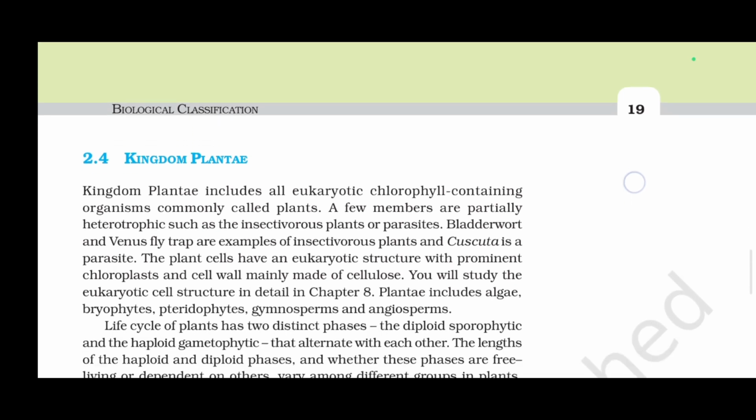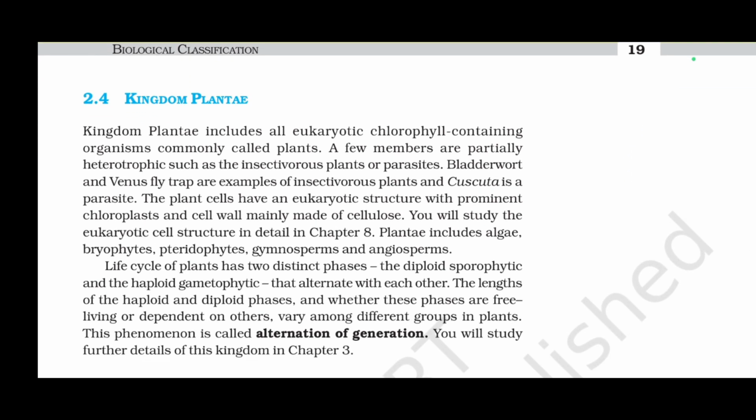Now, topic number 2.4: Kingdom Plantae. Kingdom Plantae includes all eukaryotic, chlorophyll-containing organisms commonly called plants. A few members are partially heterotrophic, such as the insectivorous plants or parasites. Bladderwort and Venus flytrap are examples of insectivorous plants, and Cuscuta is a parasite. The plant cells have a eukaryotic structure with prominent chloroplasts and a cell wall mainly made up of cellulose.